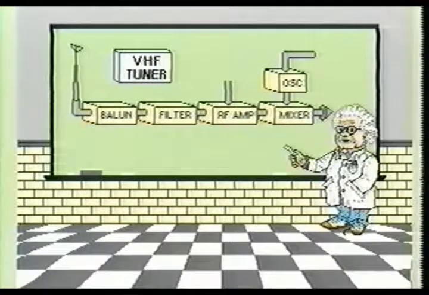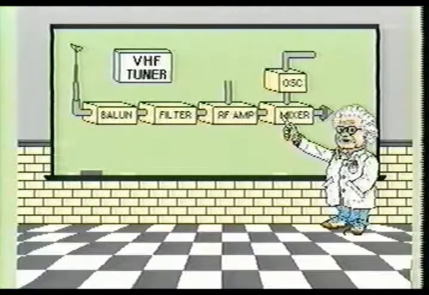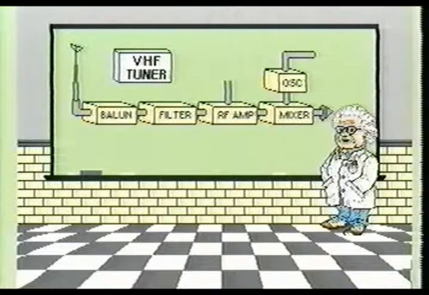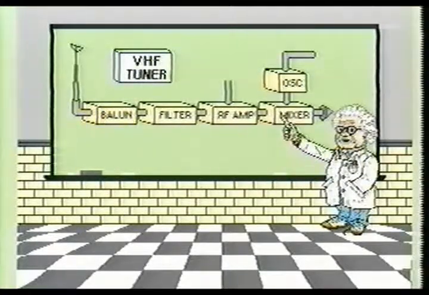The standard VHF tuner consists of 5 sections. These are the Bowland transformer, an antenna filter circuit, an RF amplifier section, an oscillator section, and a mixer section. The Bowland transformer is used as an impedance matching device between the antenna and the input of the RF amplifier section.